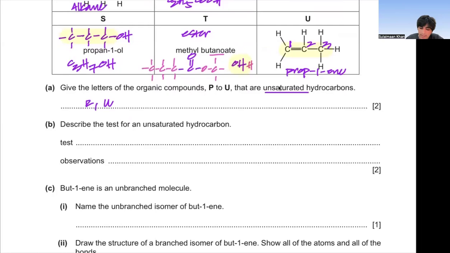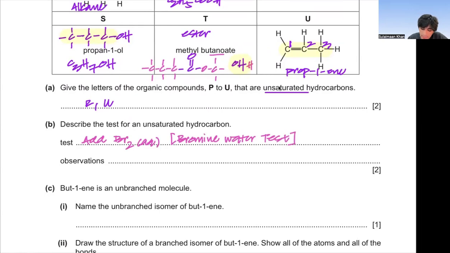Done. Describe a test for unsaturated hydrocarbon. It's bromine water test, right? So add Br2 aqueous. We also call this bromine water test. अच्छा, अगर Br2 liquid add करते थे ना, फिर ब्रोमीन लिक्विड टेस्ट होता. ब्रोमीन एक्वस is orange, ब्रोमीन लिक्विड is brown.